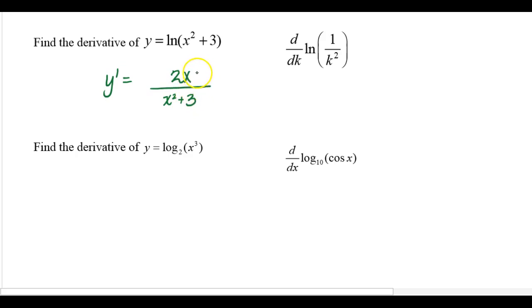And this cannot be simplified. I want to clarify these x's do not cancel because I have this addition here. So this is my final answer. Let's go ahead and work down.